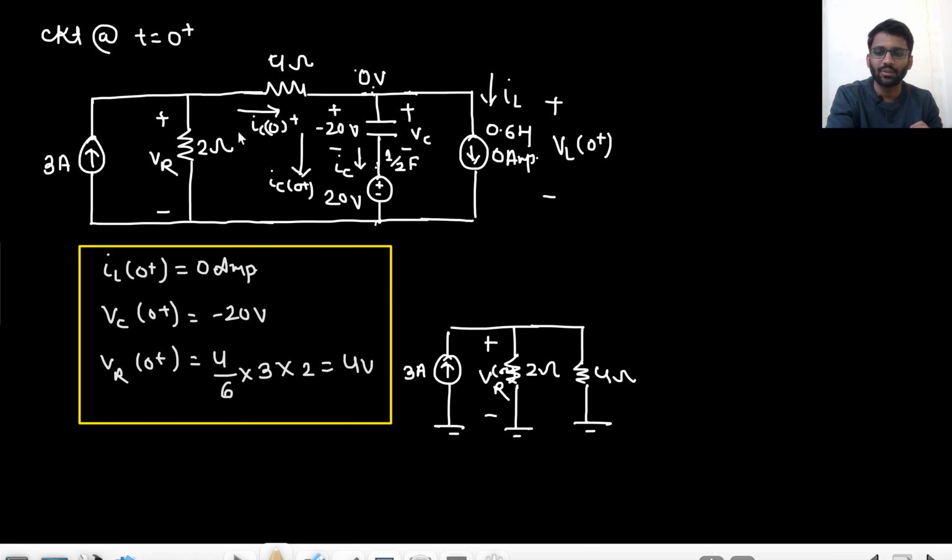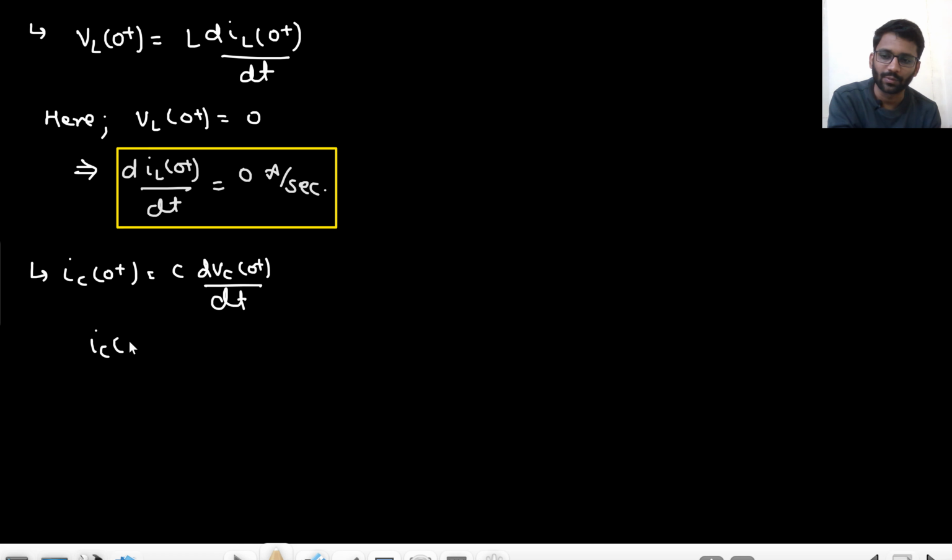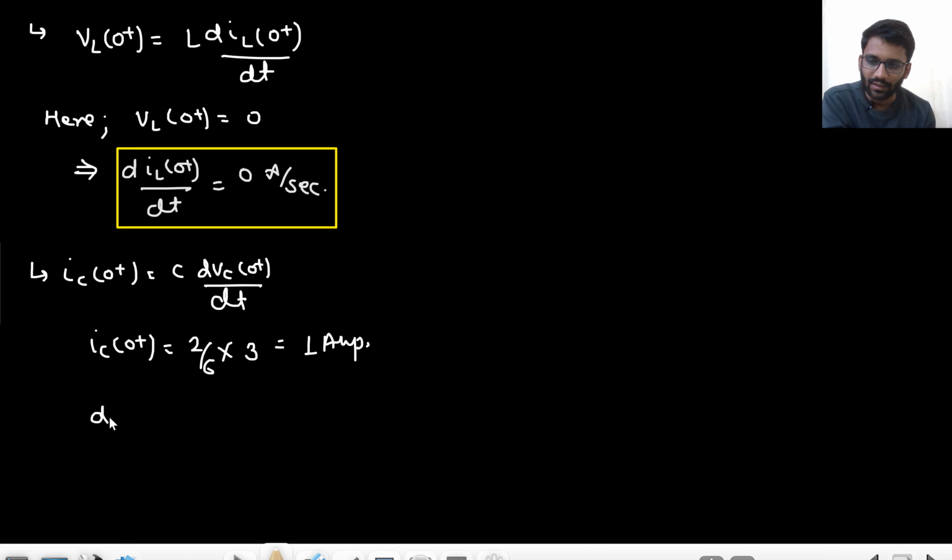So how much current is going in 4 ohm? In 4 ohm it will be 2 by 6 into 3, right? Here IC0 plus would be 2 by 6 into 3. That means 1 ampere, right? That means dVc0 plus by dt would be 1 ampere by C. What is the value of C? Value of capacitance is 1 by 2. So it would be 2 volt per second, right?